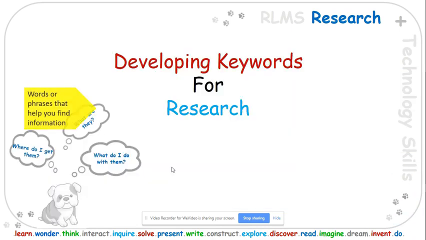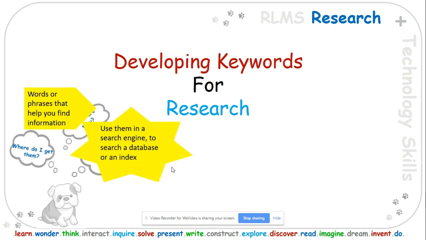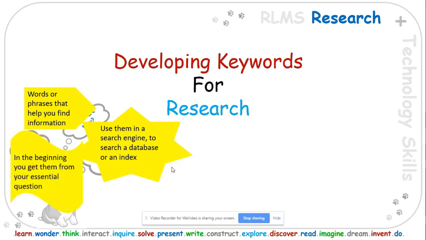So let's review. Keywords are words and phrases that help you find information. You use them in a search engine or in any search box in a database or in an index of a book. In the beginning, you get them from your essential question. But as you research, you find more and more. So it's really important for you to keep track of all those words as you go along.